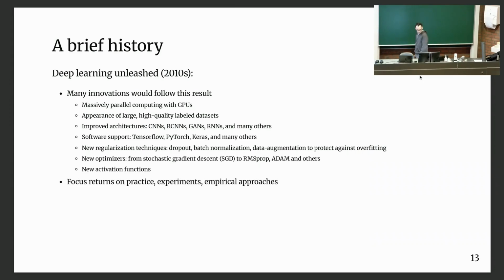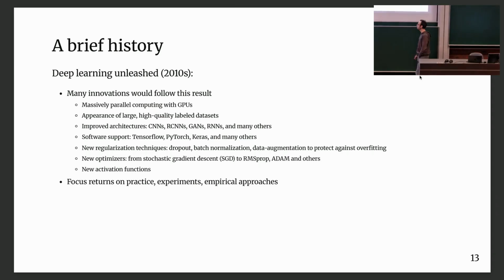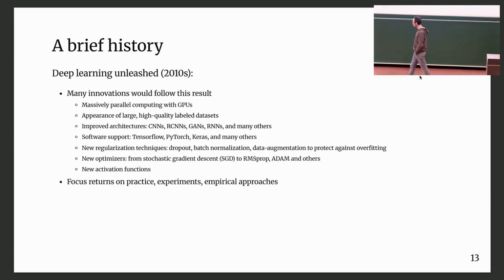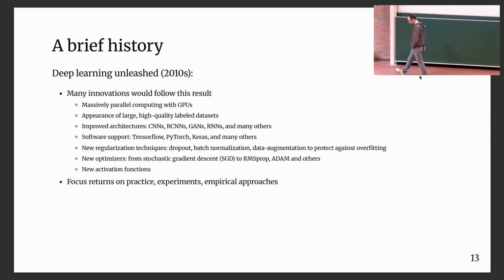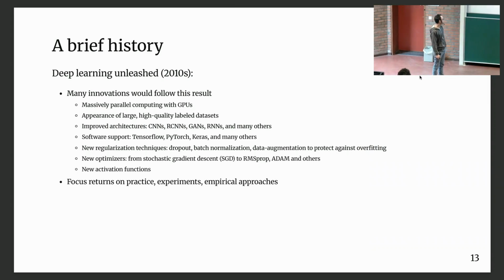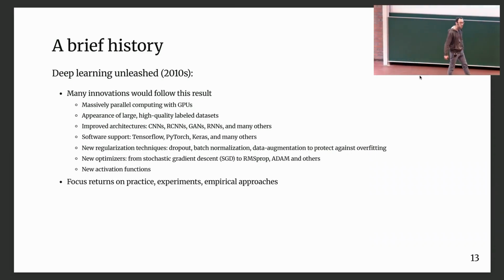From this point, we have seen lots of different architectures. We have seen software support. We have seen new optimizers, new activation functions, new architectures, and so on. Since then, there has been no stop to this whole idea. And what's also been noteworthy is that today, if you look at deep learning as a field, it's very experimental, very empirical in nature.